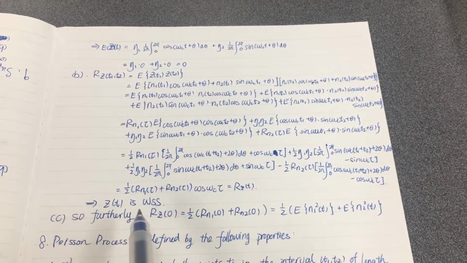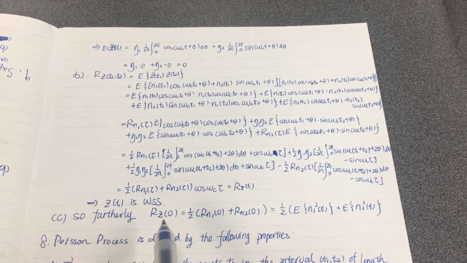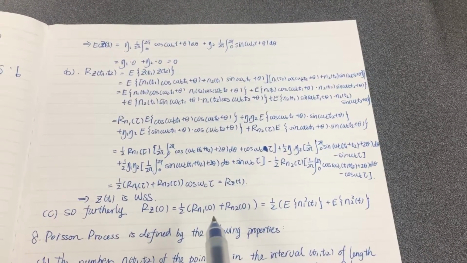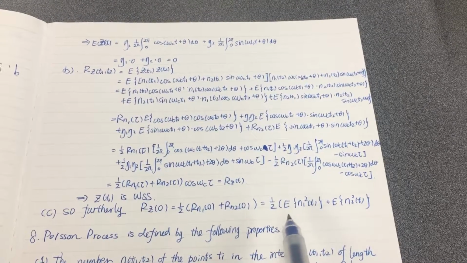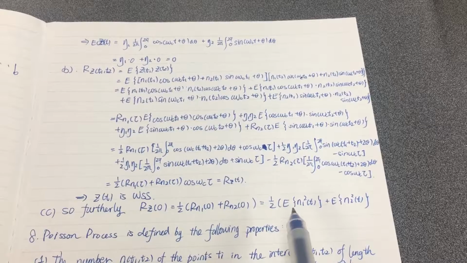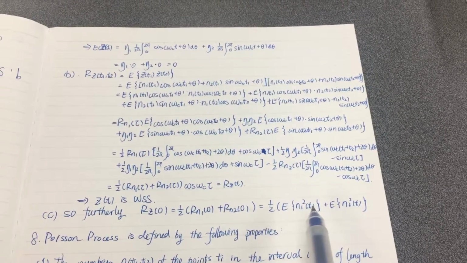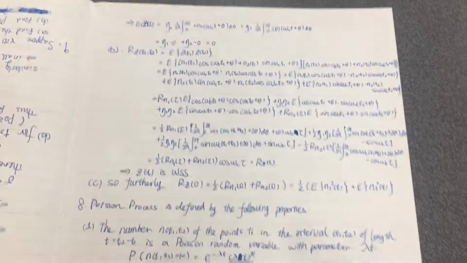So Z(t) is of course WSS, and from this we can get R_Z(0) equal to 1/2 times R_N1(0) plus R_N2(0). It's exactly equal to 1.5 times the sum of the means of these two different signals, N1(t) and N2(t). This is the end of this video recording for problem 7.